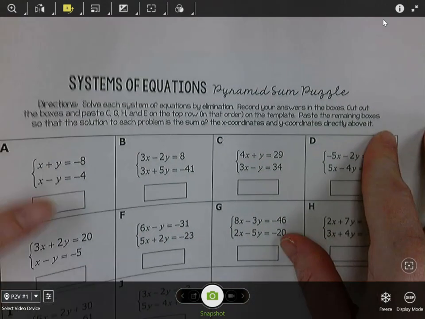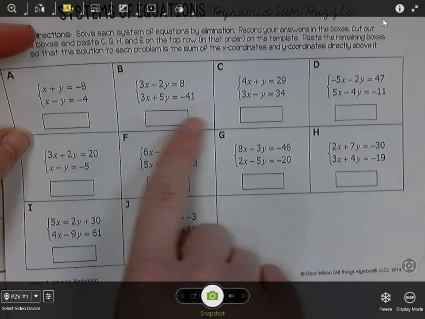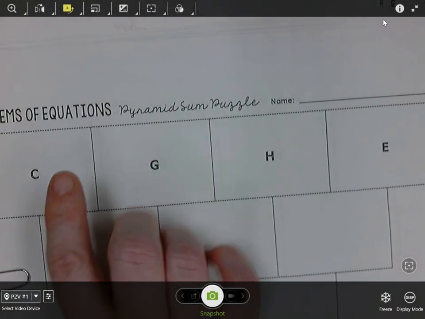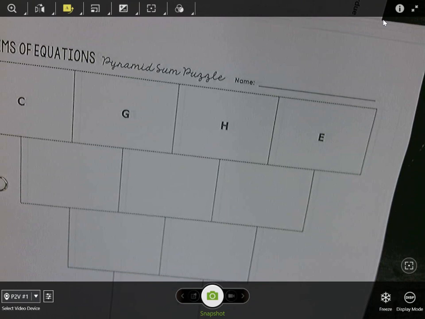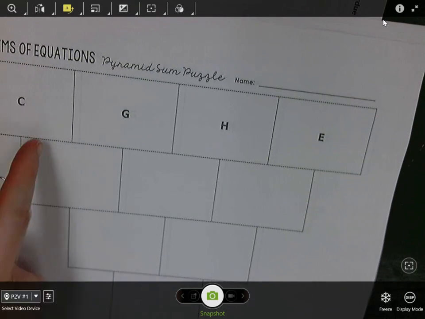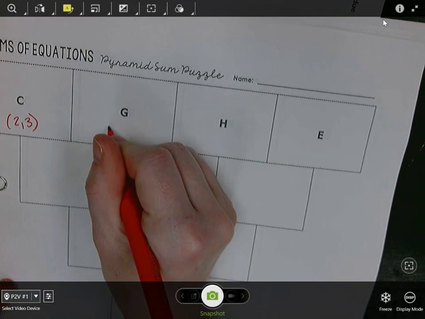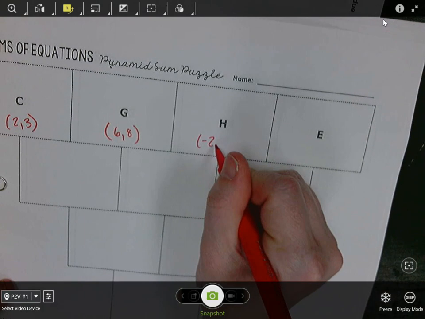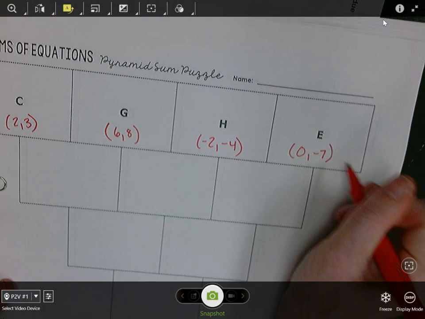Okay, that kind of sounds confusing. So once you go through and complete this assignment on paper and you write your answers in the boxes, then you're going to cut all these squares out and you're going to glue C, G, H, and E to this top row. Then, let's say for C, you get the answer 2, 3, and for G, you get 6, 8, and for H, you get -2, -4, and for E, you get 0, -7, okay?